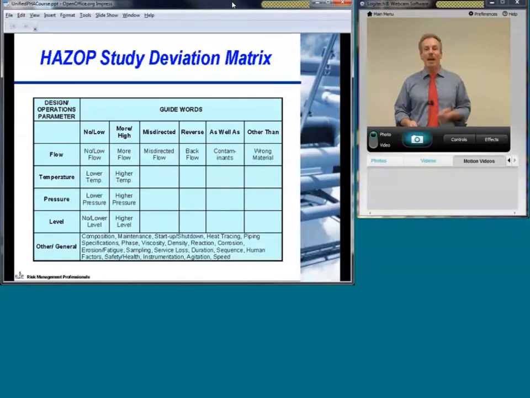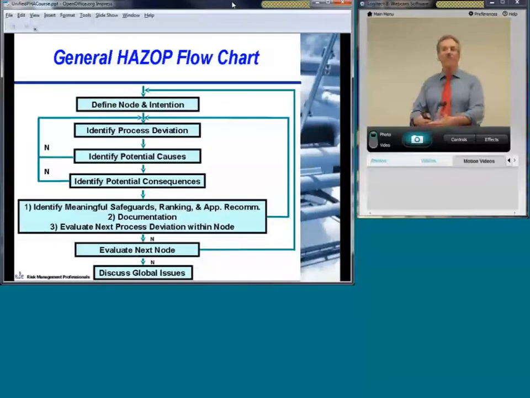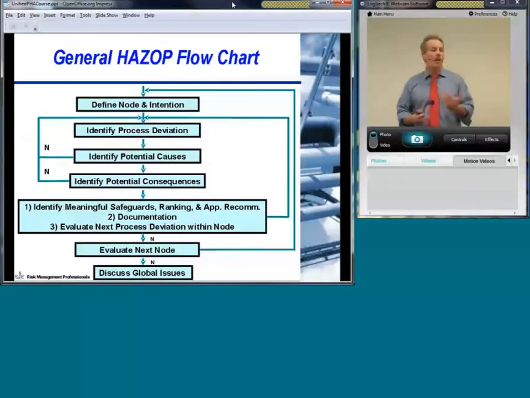This is a very cyclical approach. You've got a very regimented definition of nodes, application of process deviations, and credible causes that you want the team to look at, with consequences associated with those causes, again, ultimate consequences that take you down a path of how bad can it get. Then with that scenario, understanding the scenario, identifying the safeguards that function as a buffer between those causal events and the ultimate consequences associated with that scenario.